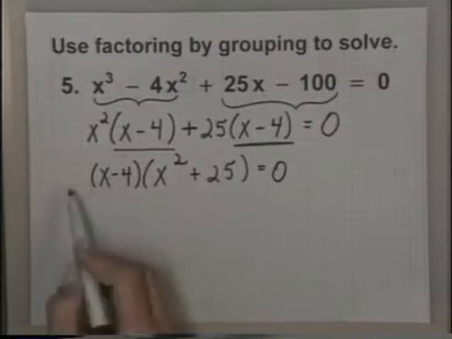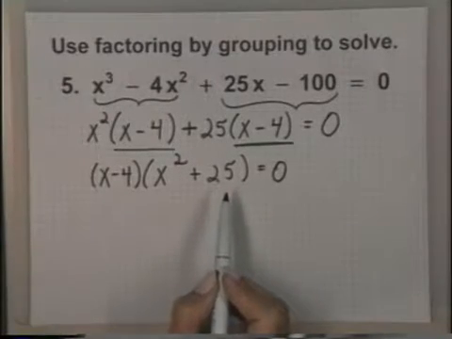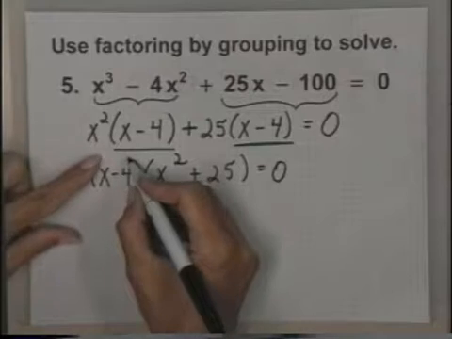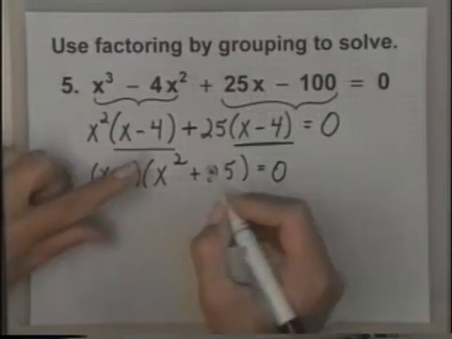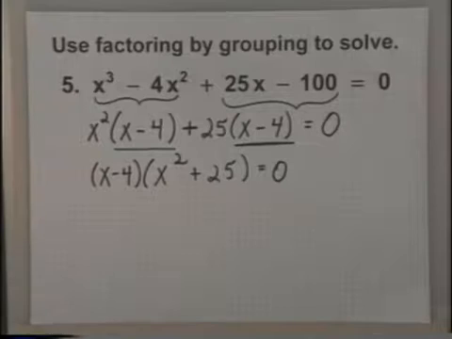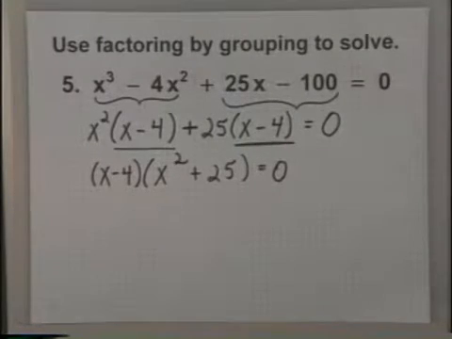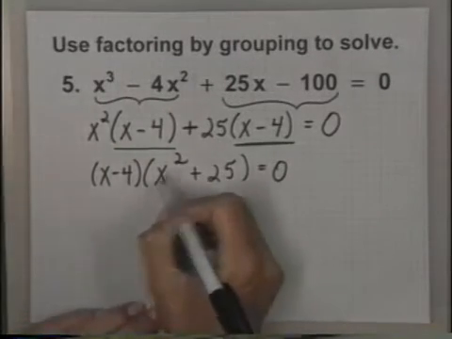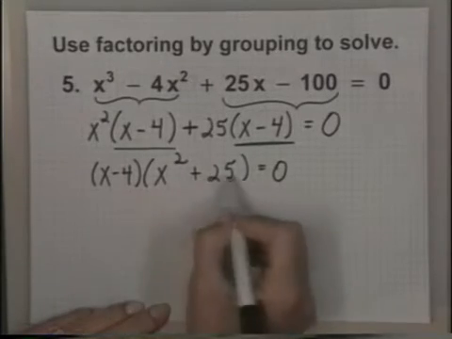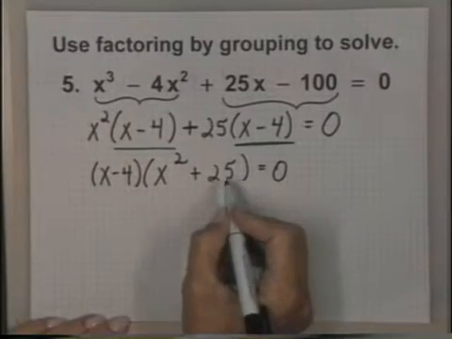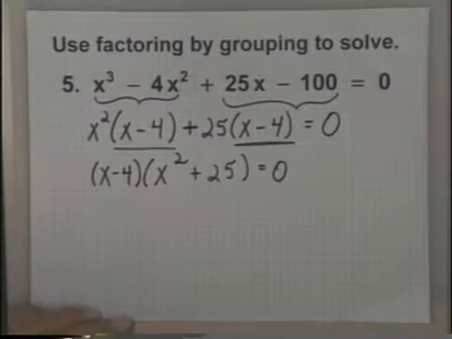Now, the left side of this equation is in factored form. It represents a product. A product of the binomial factor x minus 4 times the binomial factor x squared plus 25. The question is, for these factors, are they both completely factored? Are they both prime factors? Well, x minus 4 is a prime factor, and x squared plus 25 is the sum of squares, and we know that we don't factor the sum of squares. So yes, this is completely factored.